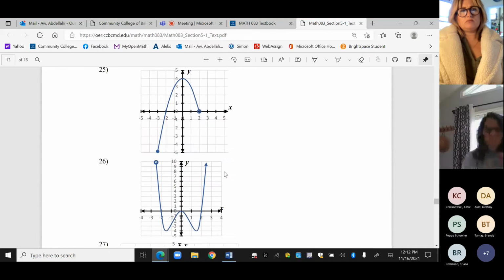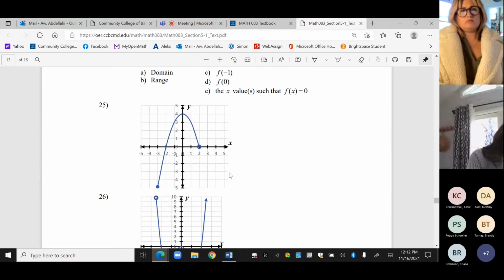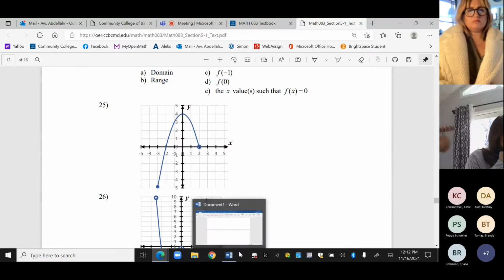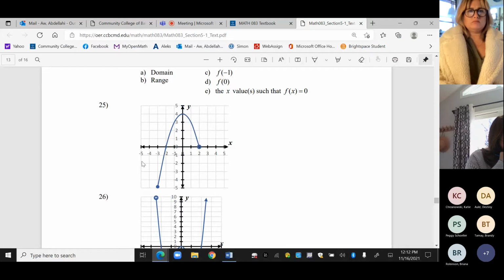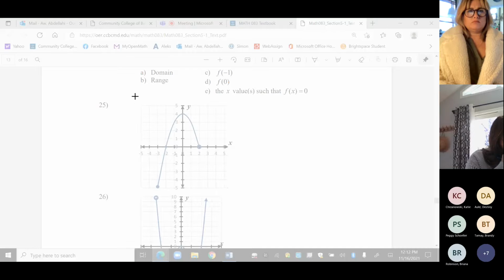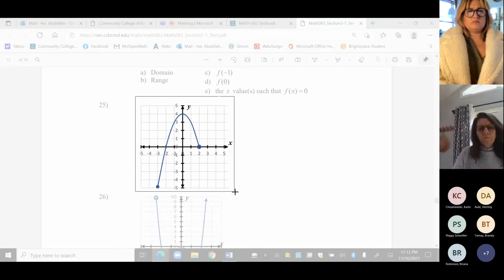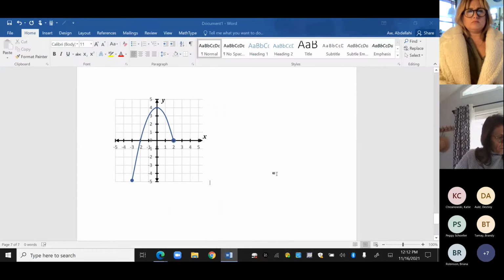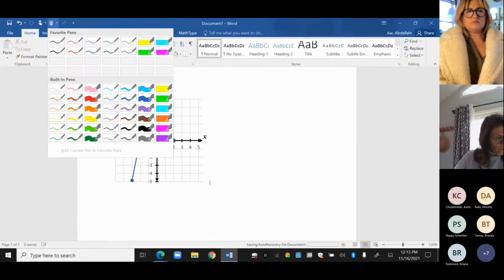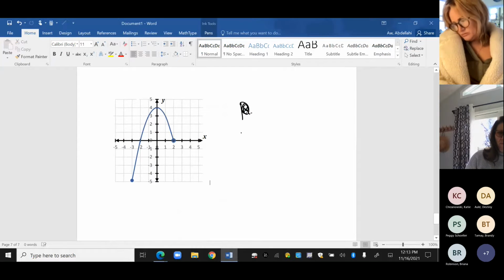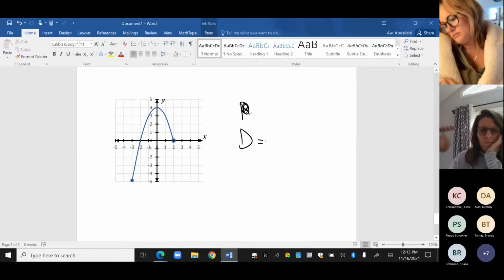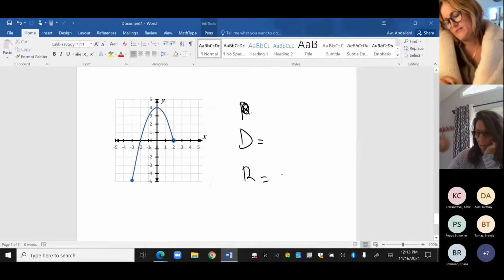Okay, so right here, this function right here, this is a function. From this graph right here, tell me what you think is the domain. I'm going to leave you a few seconds. Everybody, tell me what you think is the domain, from what x to what x, and the range from what y to what y. Go ahead, please.